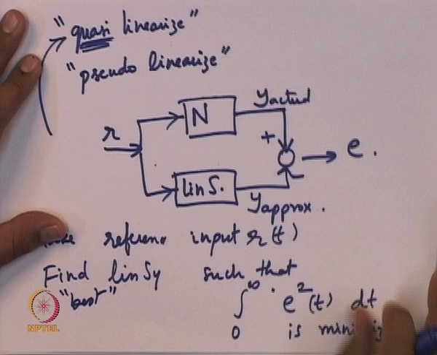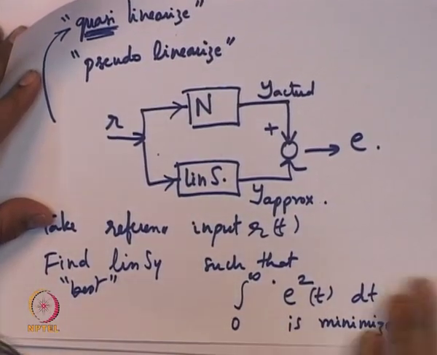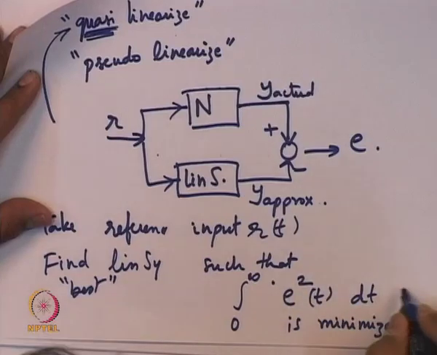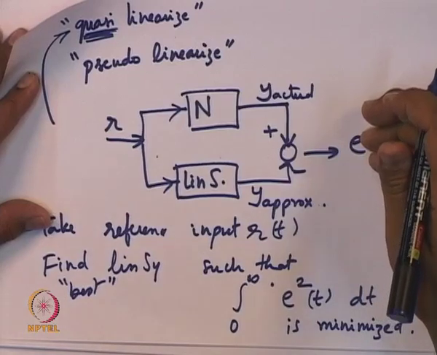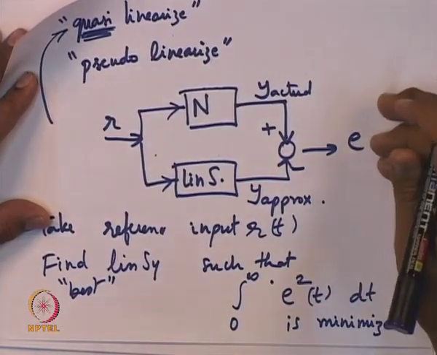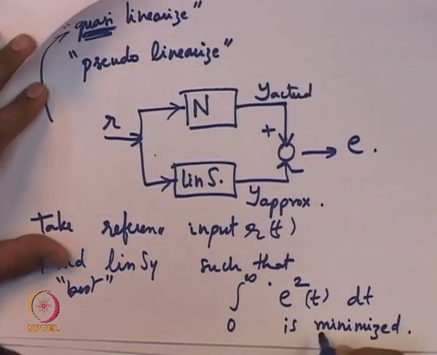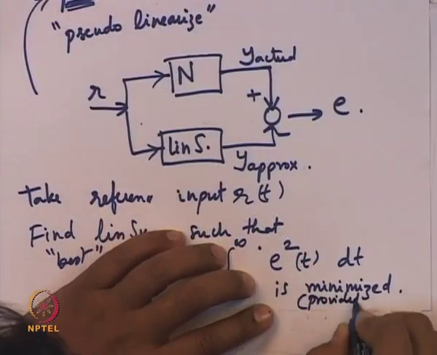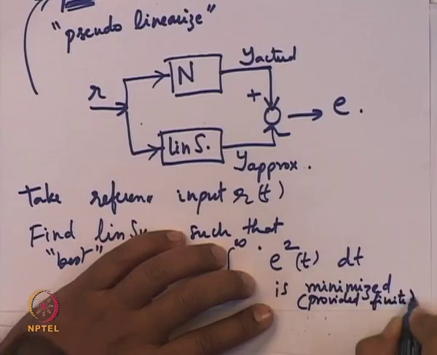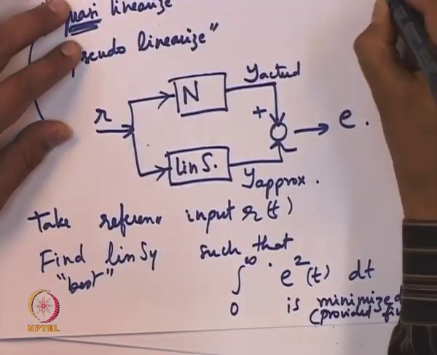Of course, the first question is: is this integral even less than infinity? It is possible that this integral is not even bounded, that it doesn't exist. The error squared is positive, so it can't be negative, but it could be plus infinity. For example, if the error is a non-zero constant, always equal to plus 5, then when you integrate from 0 to infinity you will get something unbounded. So it is minimized provided it is finite. This is our performance objective.